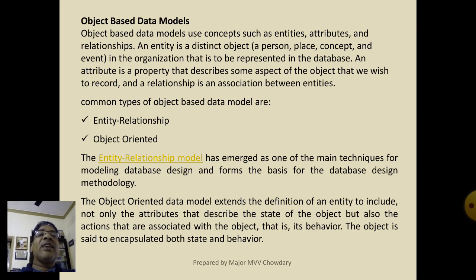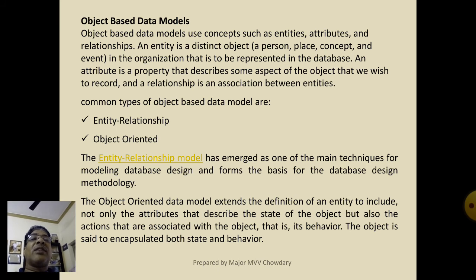An entity is a distinct object. That is, it may be a person or place or concept or event, whatever it may be. An object is nothing but anything in the organization that is to be represented in the database. An attribute is a property that describes some aspect of the object that we wish to record, and a relationship is an association between entities.